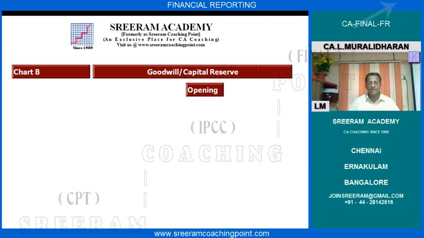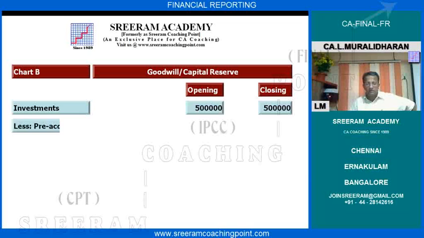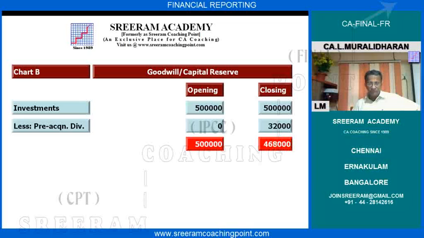So now, goodwill or capital reserve. We need to find out the goodwill both at the beginning, at the time of acquisition, as well as at the time of consolidation. Investment 5 lakh, less pre-acquisition dividend 32,000. So this amount we have deducted only for the year end, and we have not deducted at the year beginning, because the dividend was received only during the current period and not at the beginning. In any case, the goodwill will be the same.